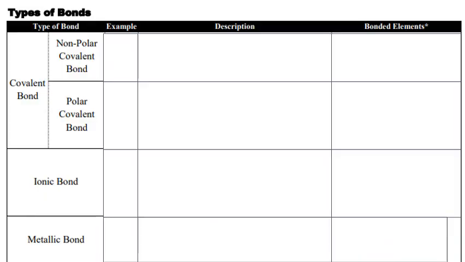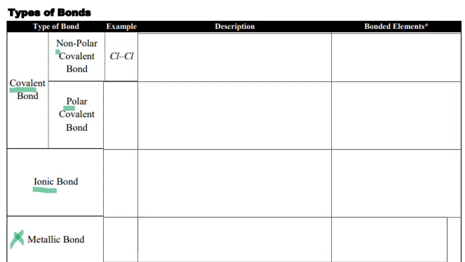Let's look at some types of bonds. What do we do with electronegativity? Well, for the most part, electronegativity can help us figure out the type of bond. Now, we talked about covalent bonds, we talked about ionic bonds. We haven't really talked about metallic bonds quite yet, but we will very soon. So let's get into 2 types of covalent bonds. There's nonpolar and there's polar.